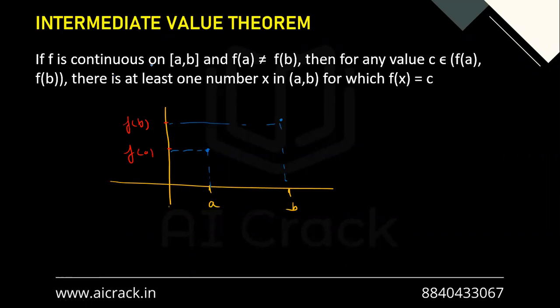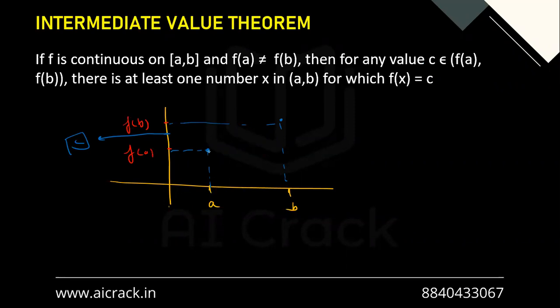Now if f is continuous on the closed interval [a, b], and f(a) not equal to f(b), then for any value c that belongs between f(a) and f(b), basically the value c is not equal to f(a) or f(b) either, there's at least one number x in [a, b] for which f(x) equals c. So let's say we have taken one value c over here. It says that for any value c in between these two values, it will definitely take one value of x that is in between a and b.